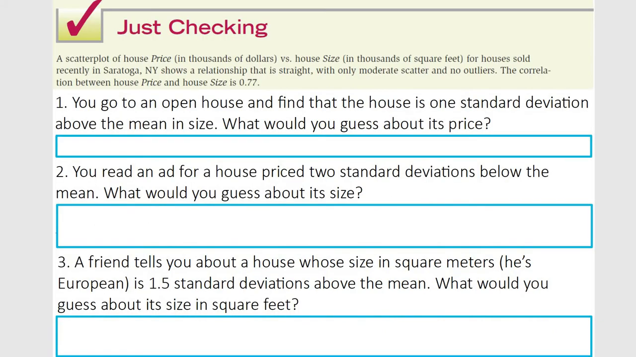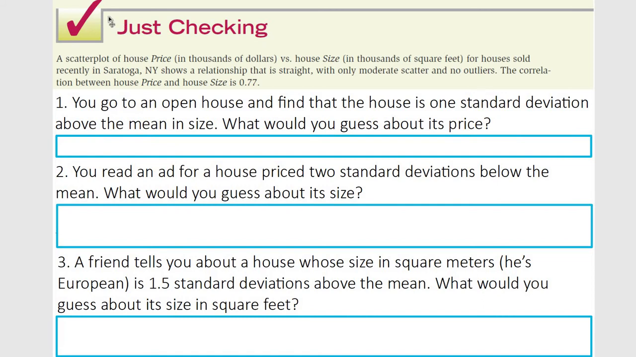Okay, so let's actually put it to something that makes sense. So we've got the scatter plot of house price versus house size. It shows the relationship is straight with only moderate scatter and no outliers. Great, wonderful, everything we want. The correlation is 0.77. So you go to an open house and find that the house is 1 standard deviation above the mean in size. So what would you guess about its price?